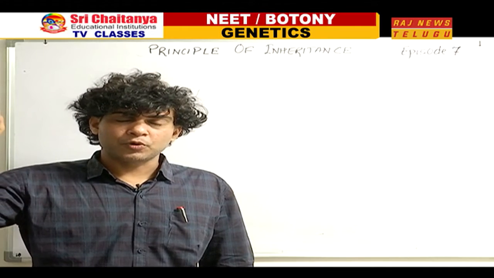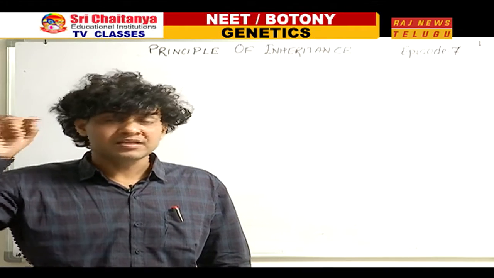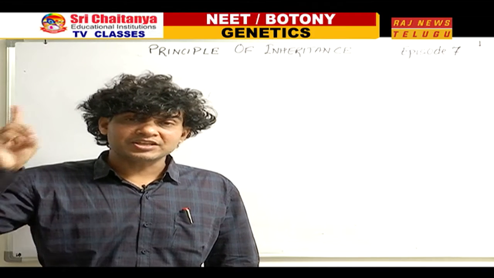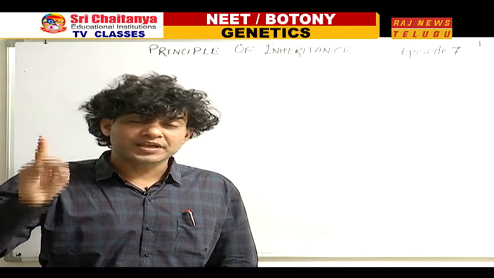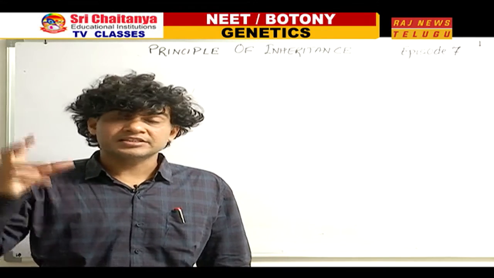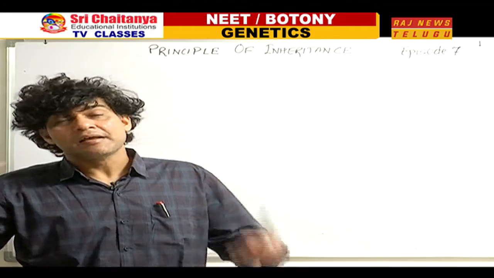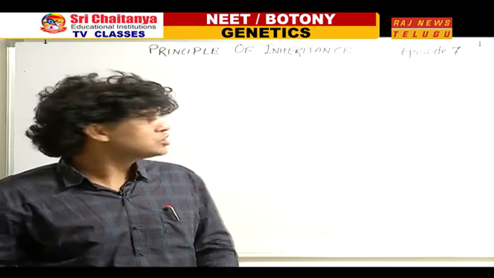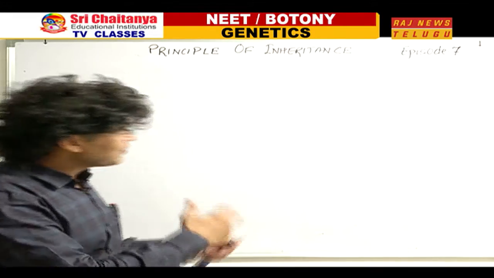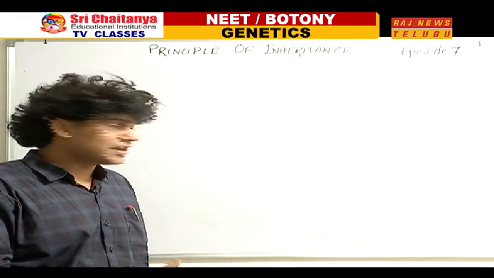Selection of the pea plant was one of the reasons. Quantitative analysis of the qualitative character, consideration of either one or two characters at a time, keeping record of all the experiments, selection of the pure line parent, and use of the mathematical approach were the reasons behind the success of Mendel. So it was the Mendelian genetics that we studied till now.